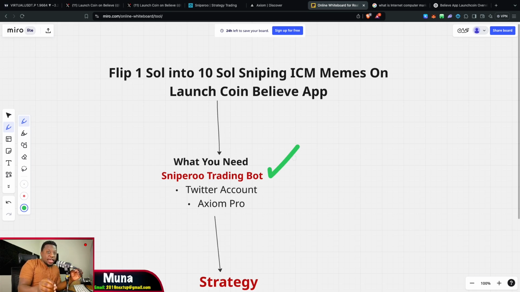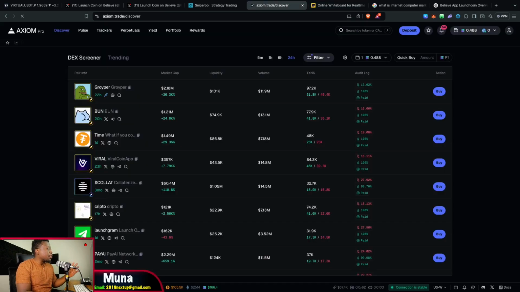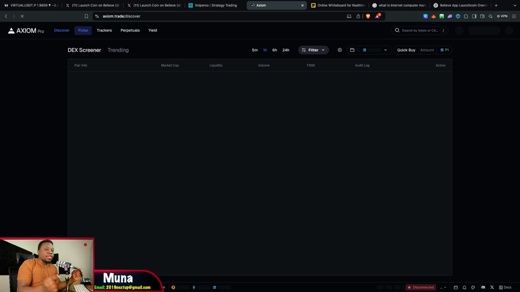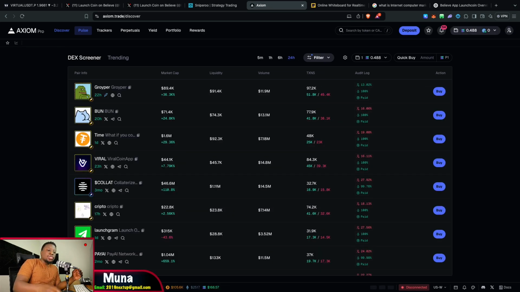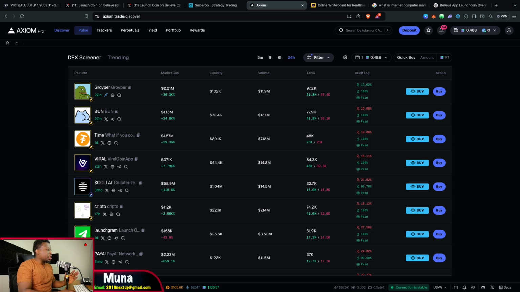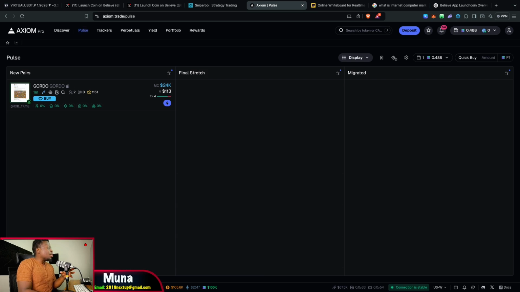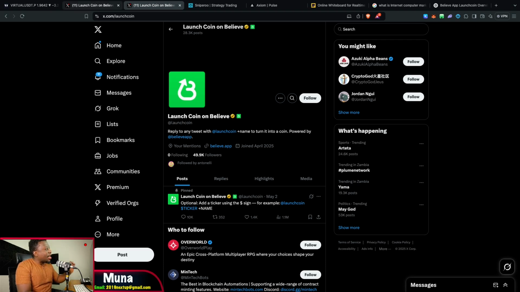However, this is extremely important due to the fact that you are going to be saving a lot of time instead of you going to Axiom Pro and just basically waiting for the coin to pop up. The reason why you're going to want to do this is so that you can front run the trenchers. Basically, the trenchers are going to be waiting anxiously on Axiom Pro, and they're going to be waiting for data to pop up here on the new pairs, the final stretch, and the migrated. So what we're trying to do is beat them before they get to identify the coins that can do very well.